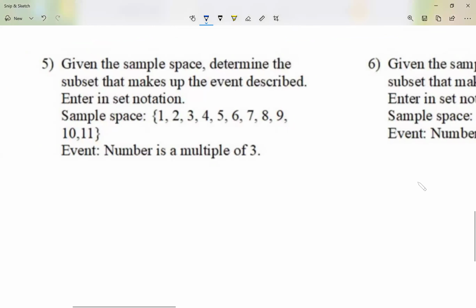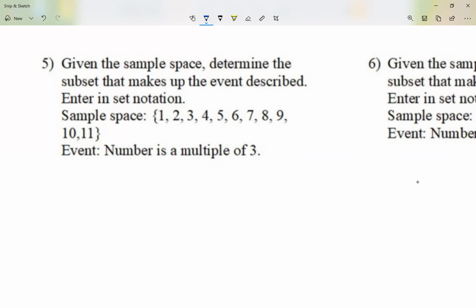So here, question number 5. Given the sample space that I have, my choices are the numbers at the bottom. So you guys can see 1, 2, 3, 4, 5, 6, 7, 8, 9, 10, 11. That's my sample space, so my numbers are going to be from there. Determine the subset. So we're going to choose part of them. We may include all the numbers from the sample space or we may not. So we're going to do a subset that makes up the event described, entered in set notation.